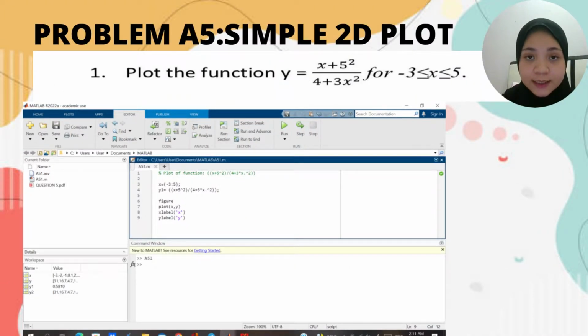Next, for problem A5, the topic is simple 2D plot. So question number 1, plot the function y equal to x plus 5 square over 4 plus 3x square for negative 3 less than x less than 5. So how do we plot the function? Firstly, type the plot of function.